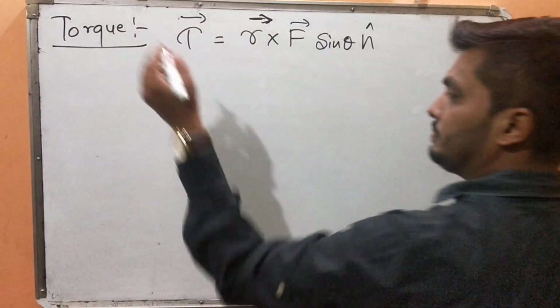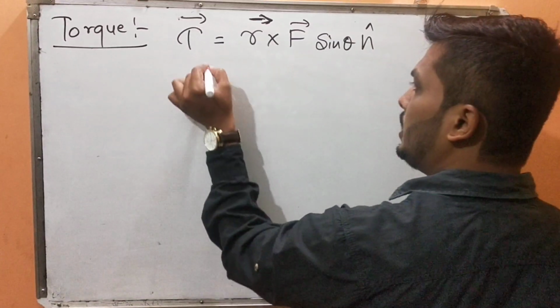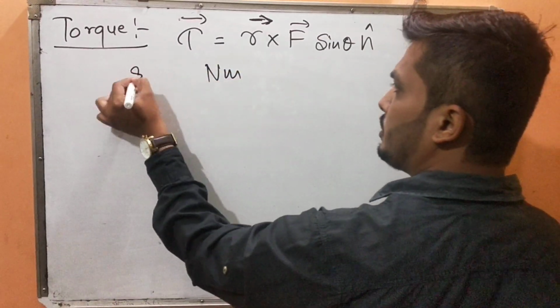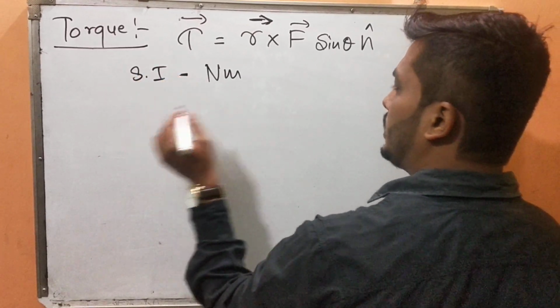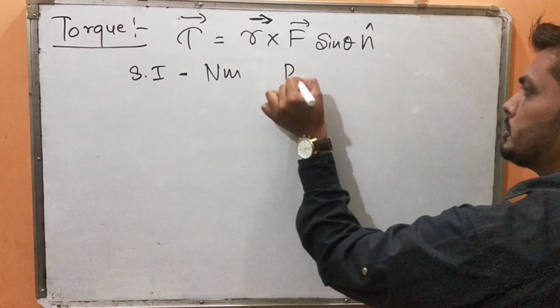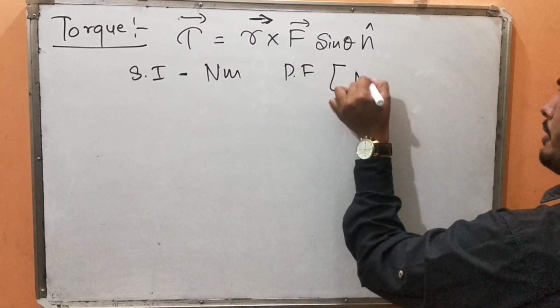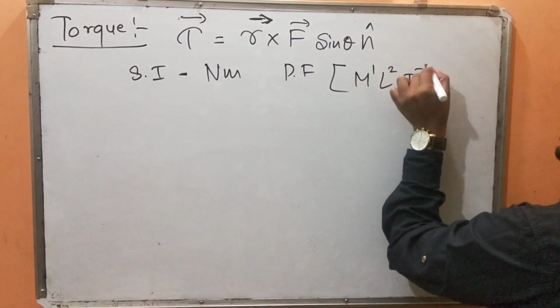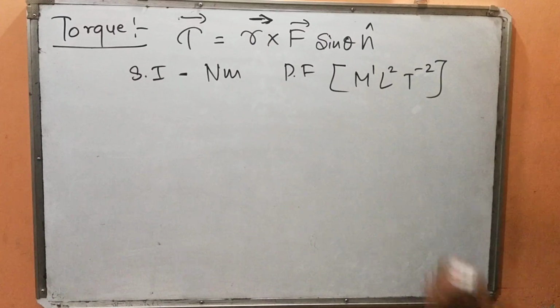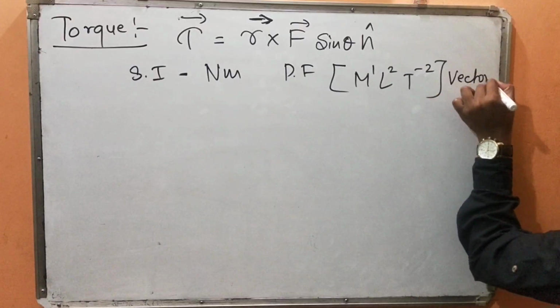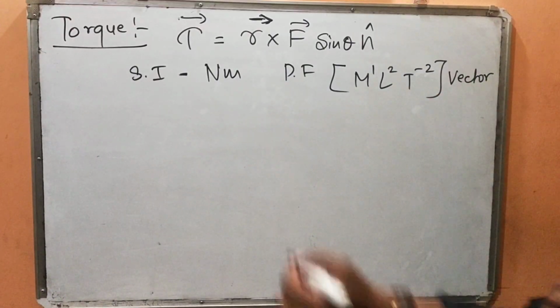Now please understand, the SI unit of torque will be Newton meter. Can you write its dimensional formula? The dimensional formula of torque will be M1 L2 T minus 2. Torque is a vector quantity.